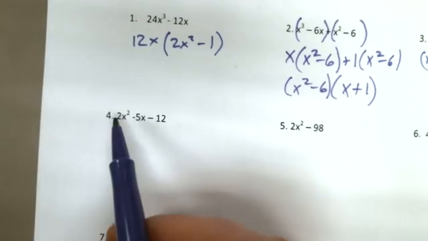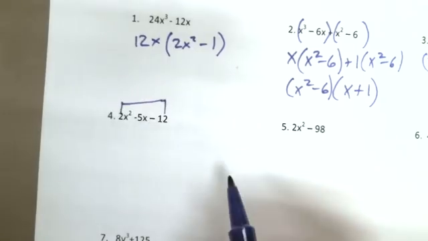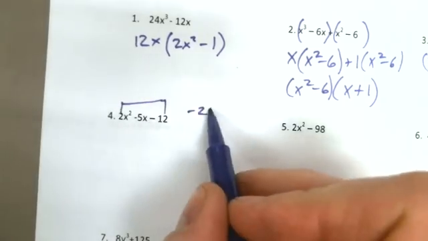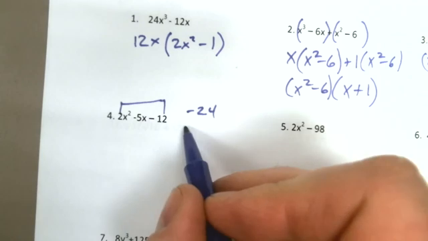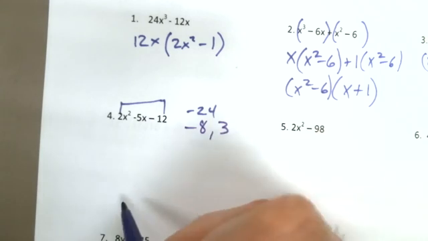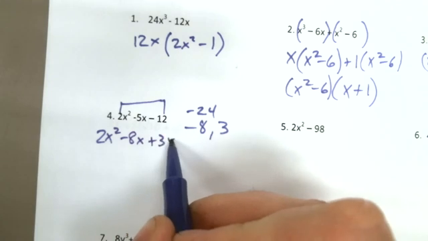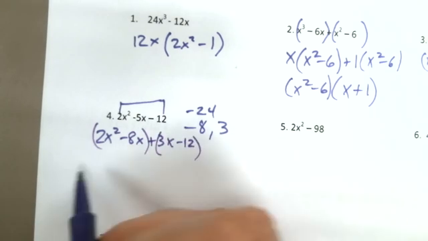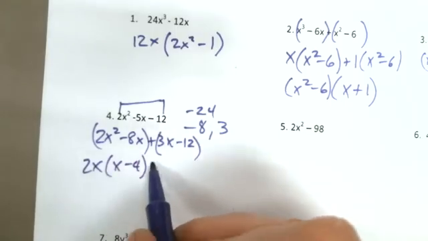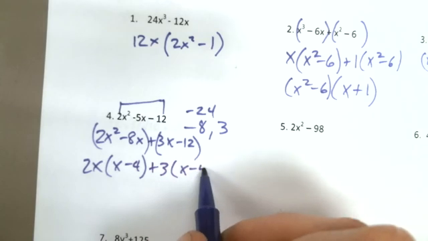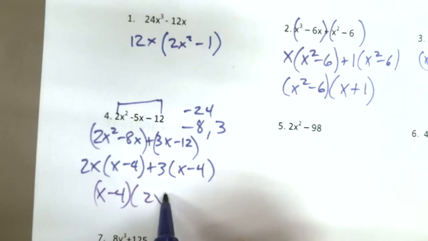Number 4. Notice that this one has a coefficient in front of the x squared term, so I'm going to use the a times c method. I get negative 24. What are my factors of negative 24 that add up to negative 5? I'm going to use negative 8 and 3. I'm going to split my middle term using those numbers and then factor it by grouping. Greatest common factor of the first one is the 2x, leaving me with x minus 4. Greatest common factor of the second one is 3, leaving me with x minus 4. Regrouping, I get x minus 4 times the quantity of 2x plus 3.